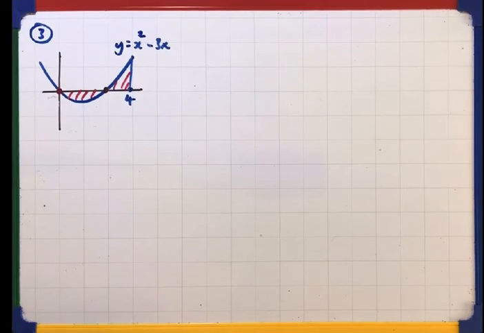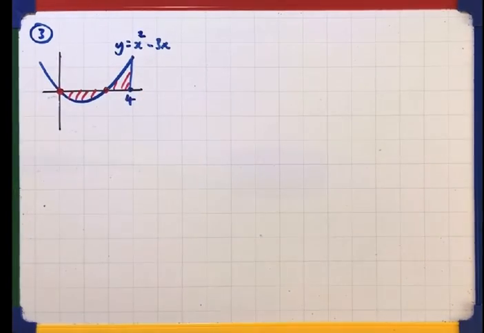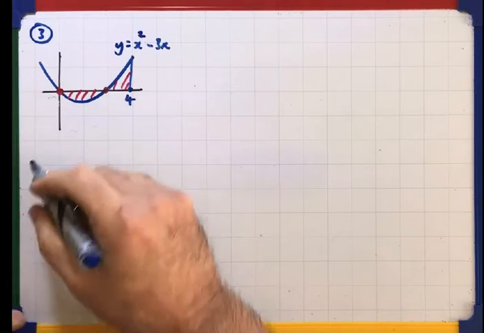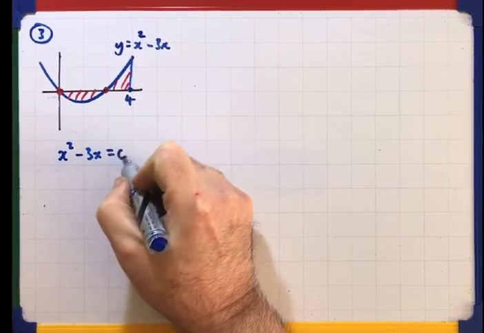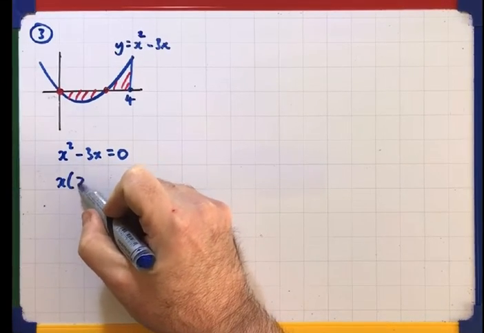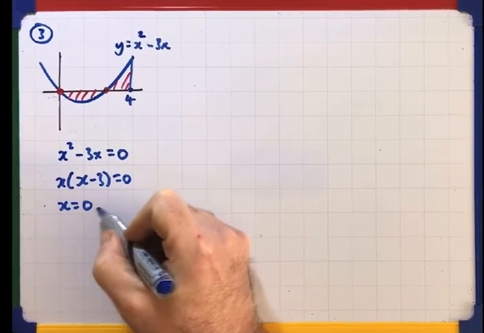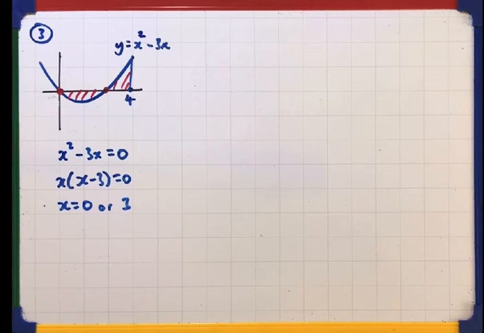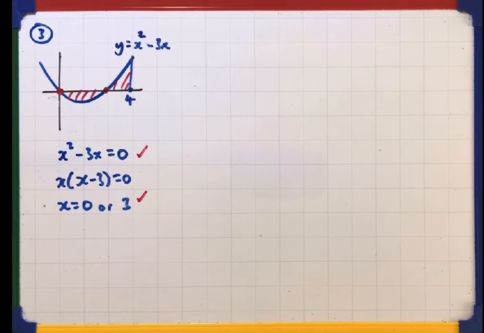Similar sort of problem. First of all, we've got to work out where it crosses there, where it crosses there. So where it crosses the x-axis, remember, y, which is that, will be equal to 0, which will give me x(x minus 3) equal to 0. So x equals 0 or 3. Okay, I gave you 1 mark for that and 1 mark for working out the 2 bits. So I gave you 2 marks there.